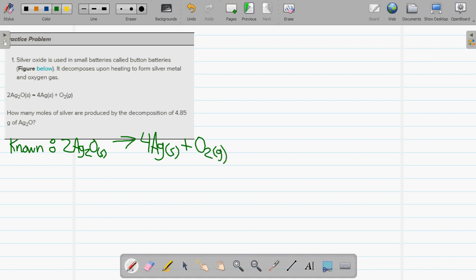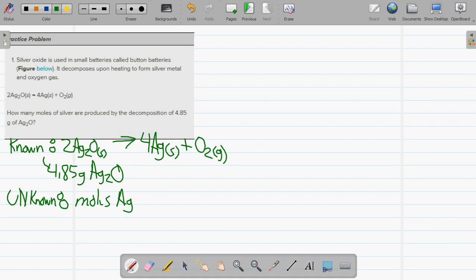The question is how many moles of silver are produced by the decomposition of 4.85 grams of silver oxide. Now this is useful because let's say we were a salvage operator and we collected old used up batteries, and then we were trying to salvage the silver out of those batteries. We would want to know how many batteries we would have to go through to get an amount of silver we could sell. All right, so that's what we're trying to find out, is how many moles of silver are we going to get from 4.85 grams of silver oxide.